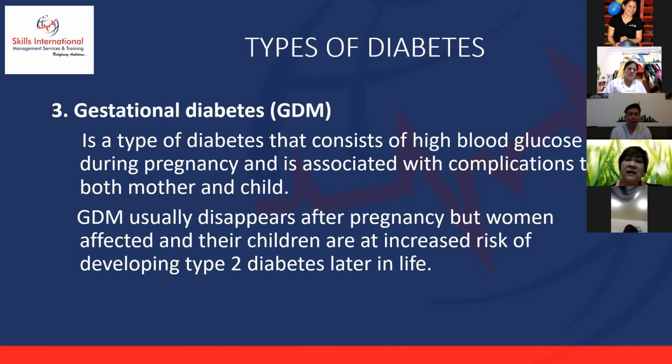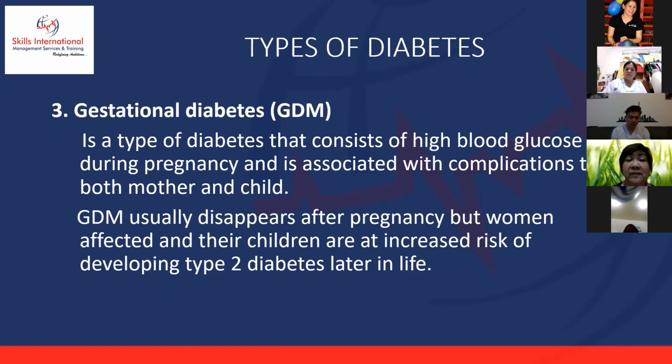So GDM, or gestational diabetes as we call it, usually appears during pregnancy and disappears after pregnancy, because it only came out during pregnancy. So definitely, for most of these mothers, it disappears after pregnancy. But women affected and their children are at increased risk of developing type 2 diabetes later in life. Okay? So we got it.